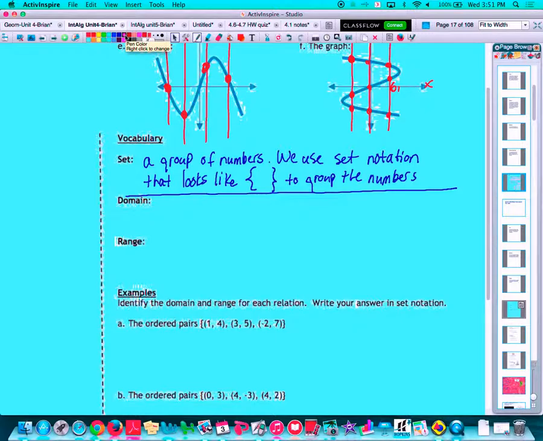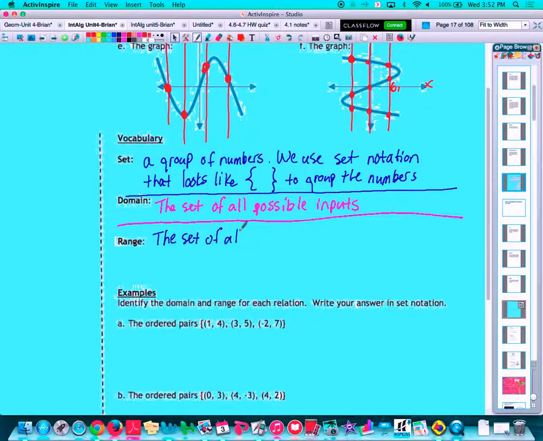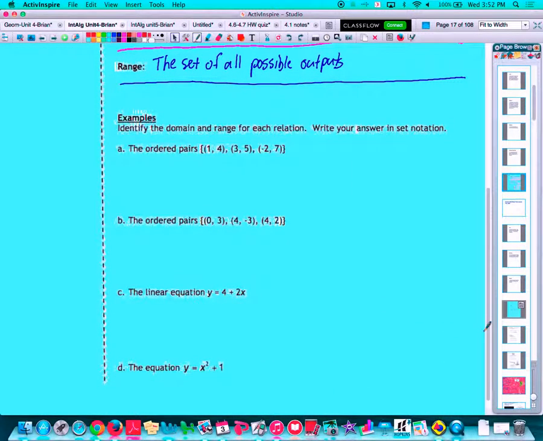Here's a couple of new math words for you. The domain is the set of all possible inputs into our function. So anything we're putting into the function, any possible inputs, called the domain. And then the range, as a math word, is the set of all possible outputs. So the set of all inputs is the domain, the set of all outputs is the range. All right, so let's go through some examples of this.